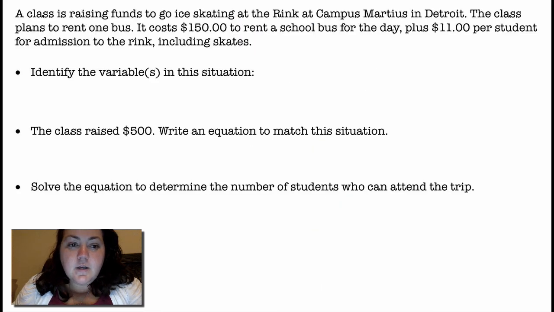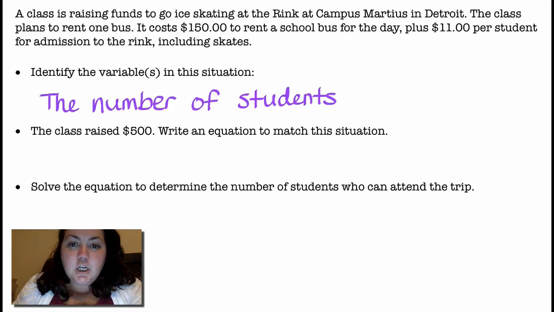Alright, a class is raising funds to go ice skating at the rink at Campus Martius in Detroit. The class plans to rent one bus. The cost is $150 to rent a school bus for the day, plus $11 per student for admission to the rink, including skates. Identify the variable or variables in this situation. So our variable, the thing that might be changing, would be the number of students.